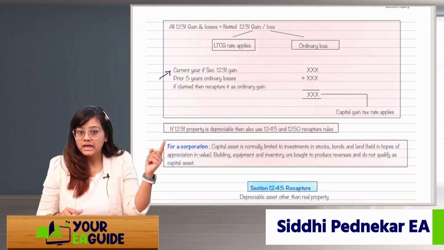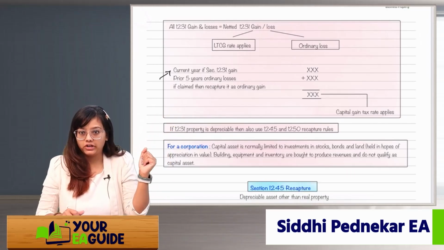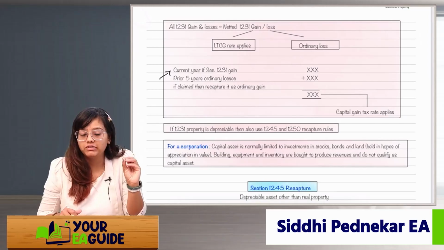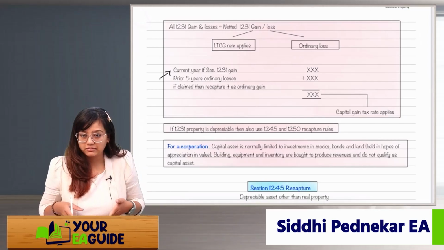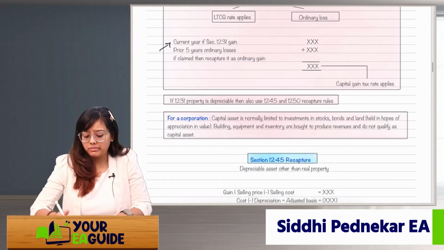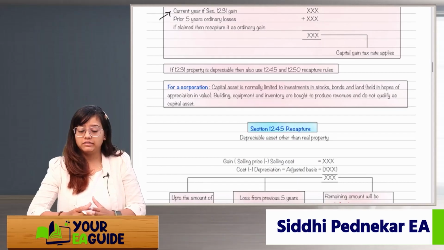You can see, whatever is your current year 1231 gain plus your 5 years prior ordinary loss. 5 years only will be considered. Prior to 5 years, those ordinary losses will not be added back. Whatever is your remaining amount will be called a capital gain, and the capital gain tax rate will be applicable to that.